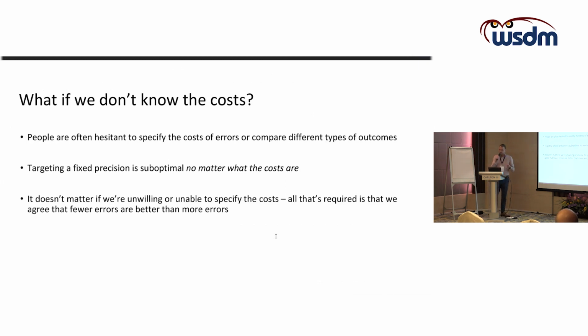How am I meant to compare the cost to speech of a false positive versus the cost to someone's emotional well-being of missing a violating post? And it's true. Now, it turns out that targeting a fixed precision is suboptimal no matter what the costs are. Right? It doesn't matter if we're unwilling or unable to specify these costs. All that is required is that we agree that fewer errors are better than more errors.